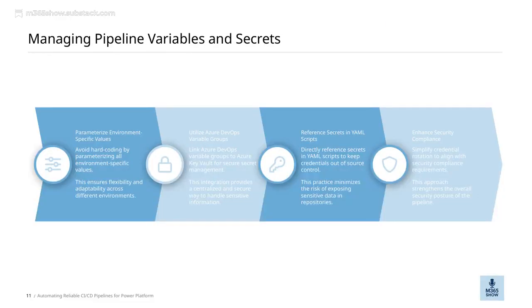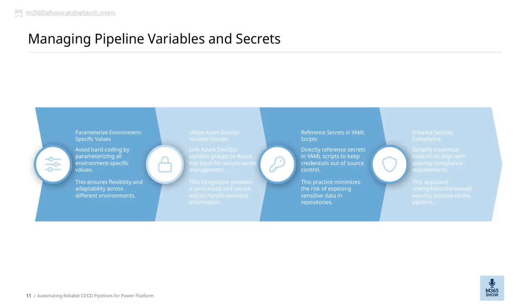Now, let's talk about managing pipeline variables and secrets to make our CI/CD pipelines for Power Platform more reliable and secure. One key aspect is simplifying credential rotation. By doing this, we ensure that our security compliance requirements are met without adding unnecessary complexity, which in turn strengthens the overall security posture of our pipeline. Another important point is referencing secrets directly in our YAML scripts. This practice keeps sensitive credentials out of the source control, reducing the risk of accidental exposure. It's a simple yet effective way to safeguard our data.